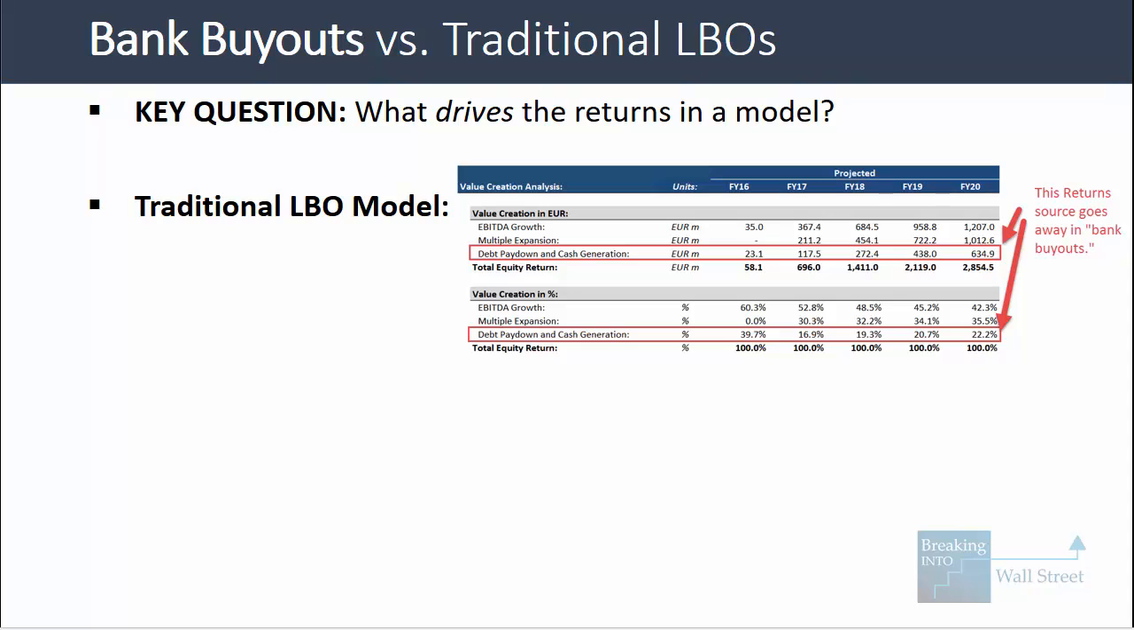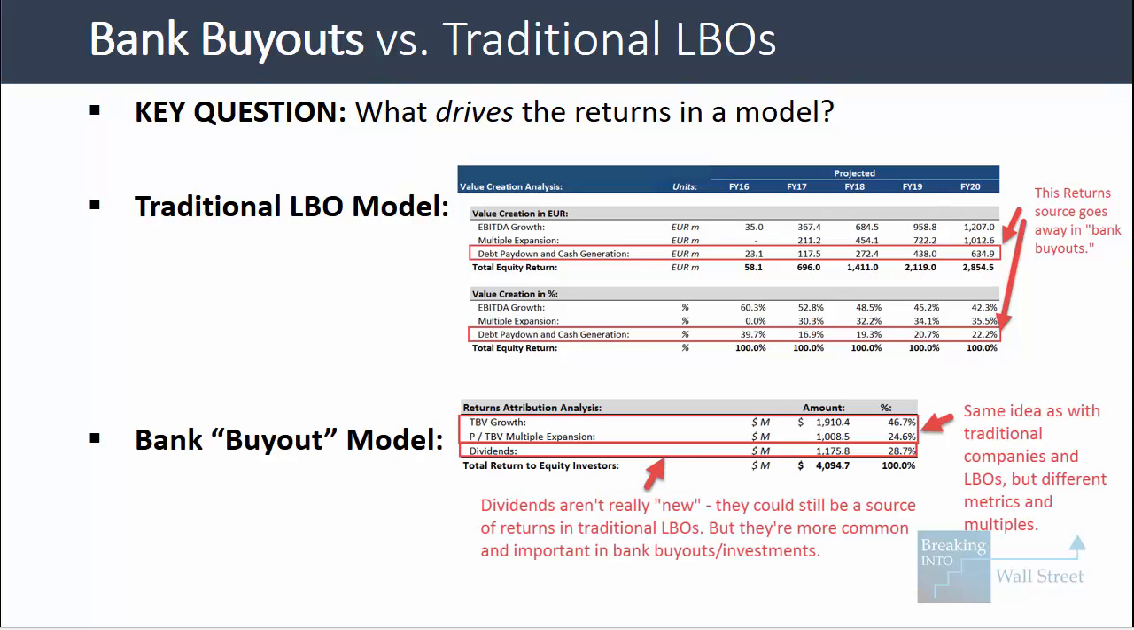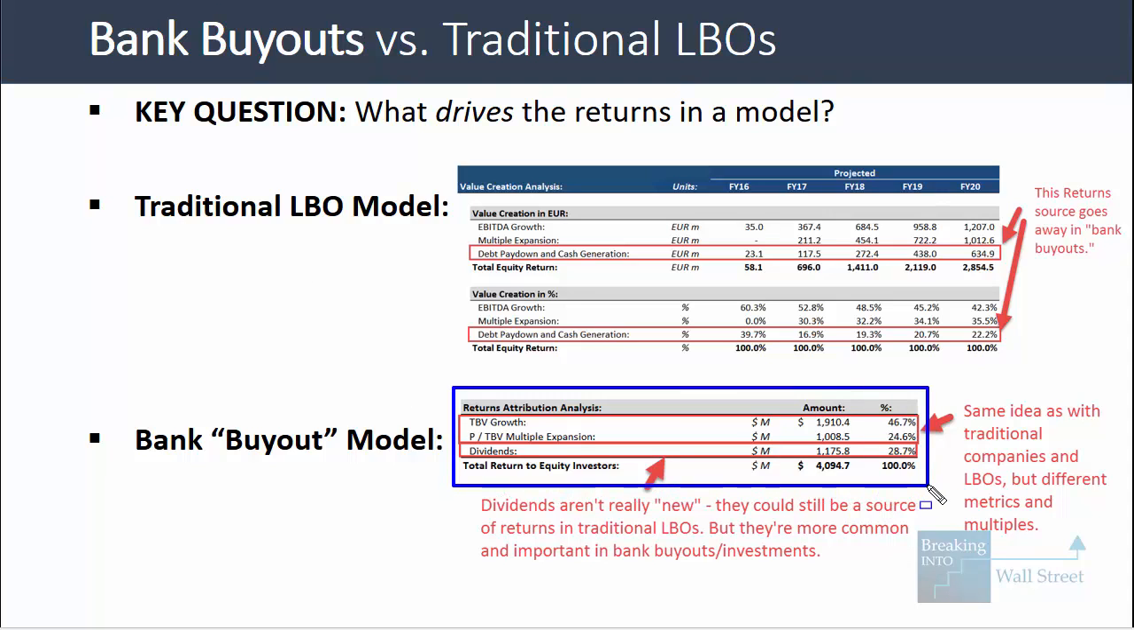But this concept of debt paydown and cash generation doesn't hold up because debt is treated very differently for commercial banks. So for a bank buyout model, or a bank growth equity model as well, the returns attribution analysis might look something like this, where the main sources are tangible book value growth, price to tangible book value multiple expansion, and dividends. Now, of course, dividends could also exist in traditional leveraged buyouts as well, but they're more common and far more important in the commercial banking sector.